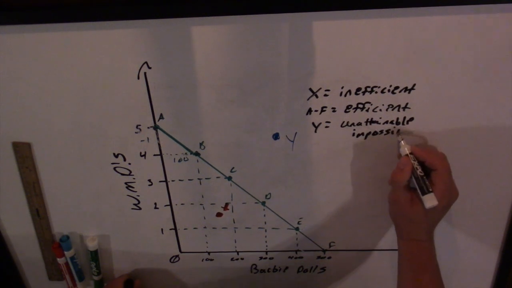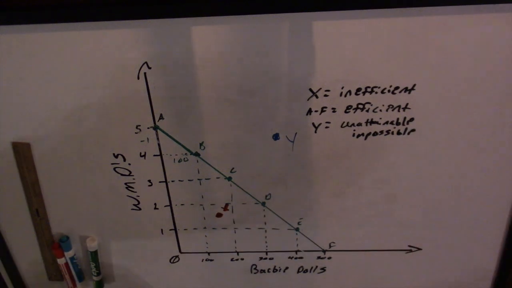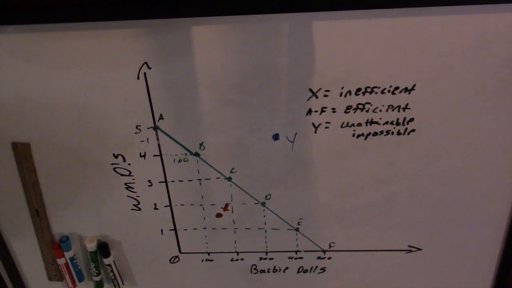Now, we're going to talk about other things in the future, about how we can shift out of production possibilities so that we can eventually reach out into those frontiers. But for right now, what we need to know is how to graph this line.